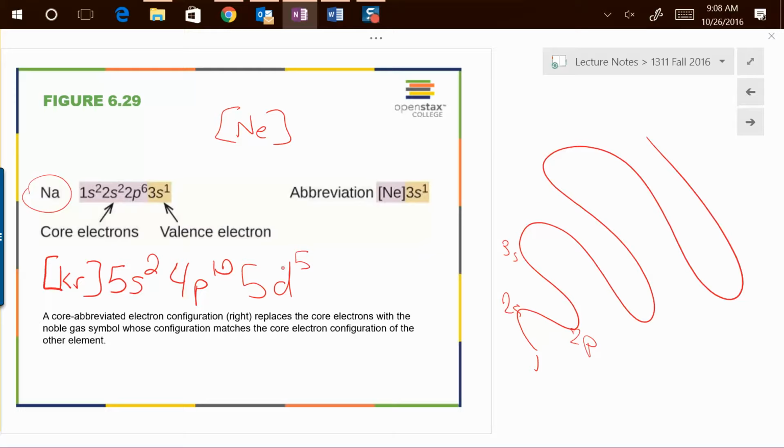Oh my gosh. Yeah. What am I doing? Thank you. So I'm still recovering from earlier this week, all the stuff I was doing. Okay, so 5s2, 4d10, 5p5. Okay, that's the electron configuration for iodine. All right.